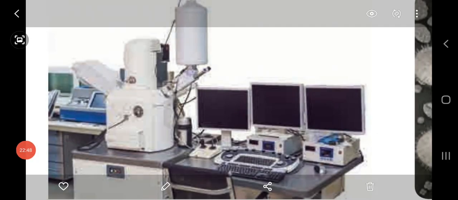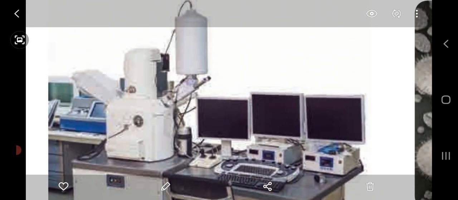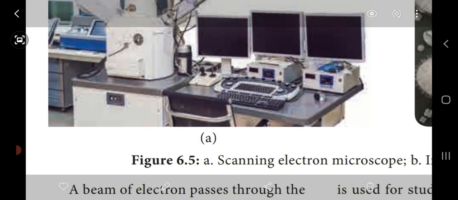This is another diagram which shows the SEM, scanning electron microscope. The advantage of the transmission electron microscope is that they are scanning the image also. That microscope is said to be the scanning electron microscope.